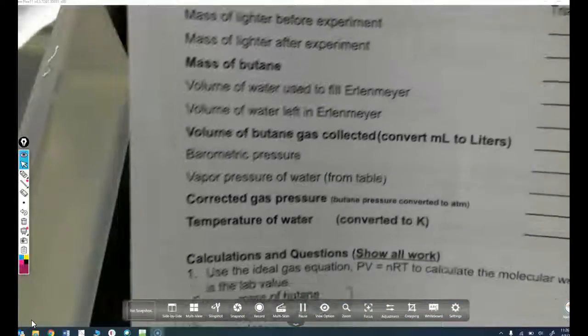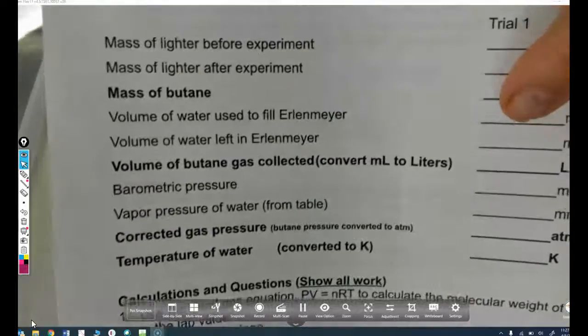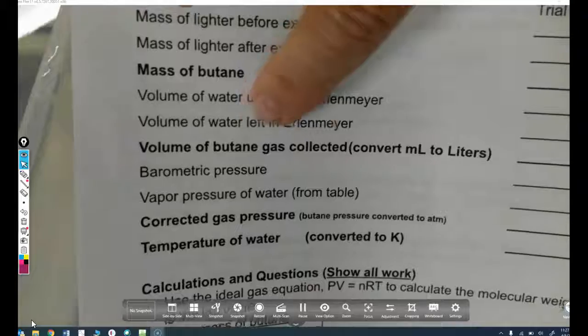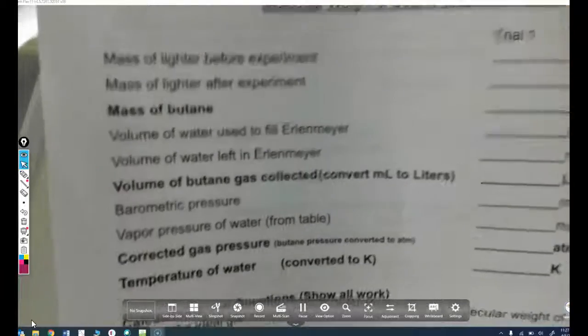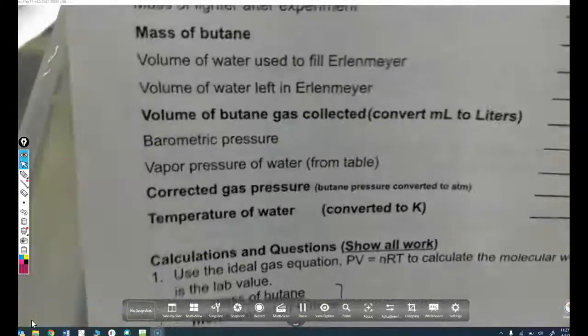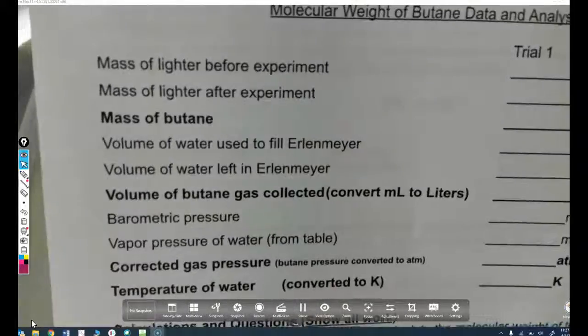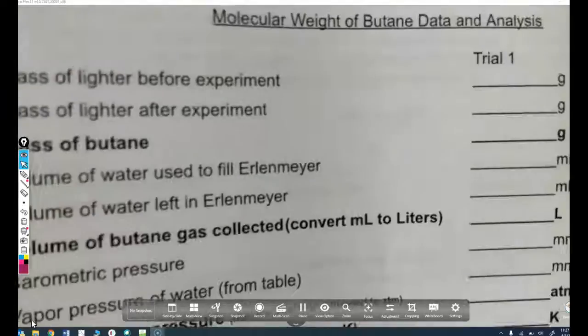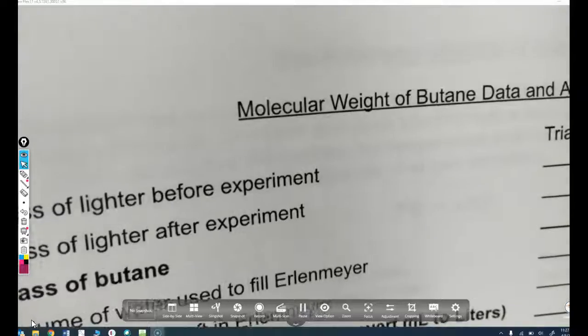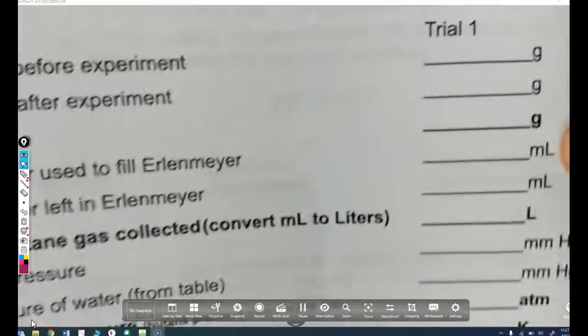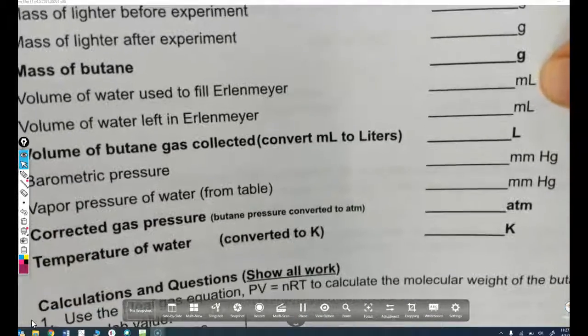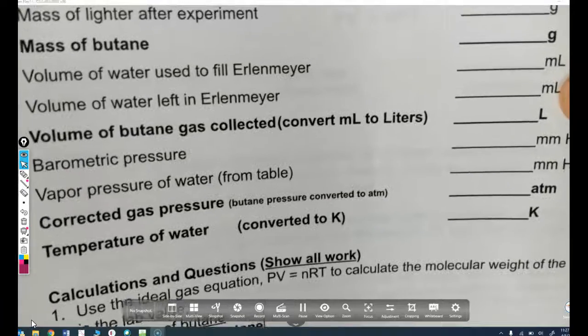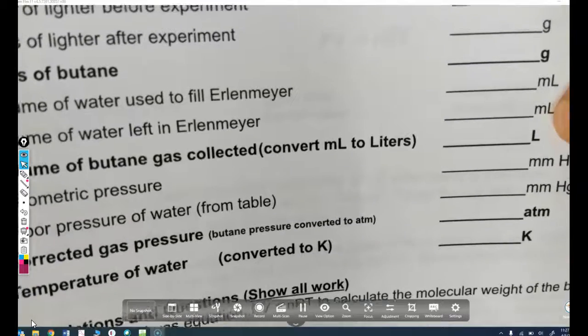The volume of gas, this was my volume of water used to fill the Erlenmeyer flask, and that value was 256 milliliters. The volume of water left in the Erlenmeyer flask was 59.5 milliliters. So if we are recording this value, this volume of water used to fill the Erlenmeyer flask, that one there was 256. And this one here, that was the volume of water left in the Erlenmeyer, that was 59.5.